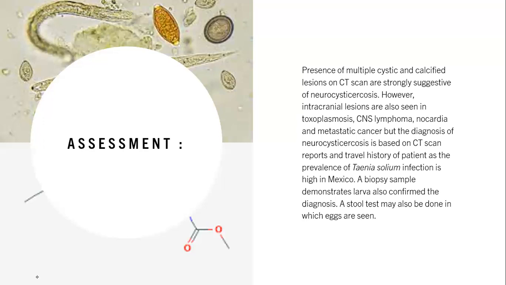So, as we diagnosed, the CT scan showing multiple cystic lesions can be neurocysticercosis. It may also be intracranial lesions, toxoplasmosis, CNS lymphoma, nocardia, metastatic cancer. But the CT scan more strongly gives evidence of neurocysticercosis. And in the case study, it is mentioned that the patient has immigrated from Mexico. From studies, we have found that in Mexico there is a prevalence of Taenia solium infection. So, for this, we have taken a biopsy sample, which demonstrates larva to confirm the diagnosis, and a stool test can also be done in which eggs are seen.